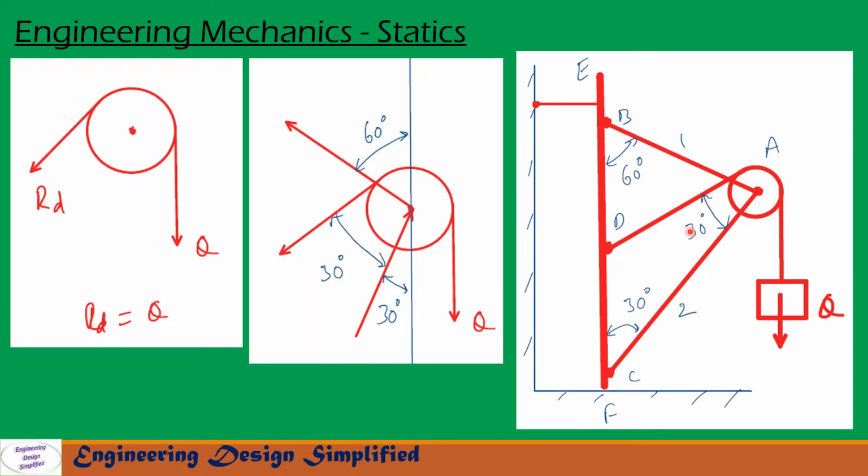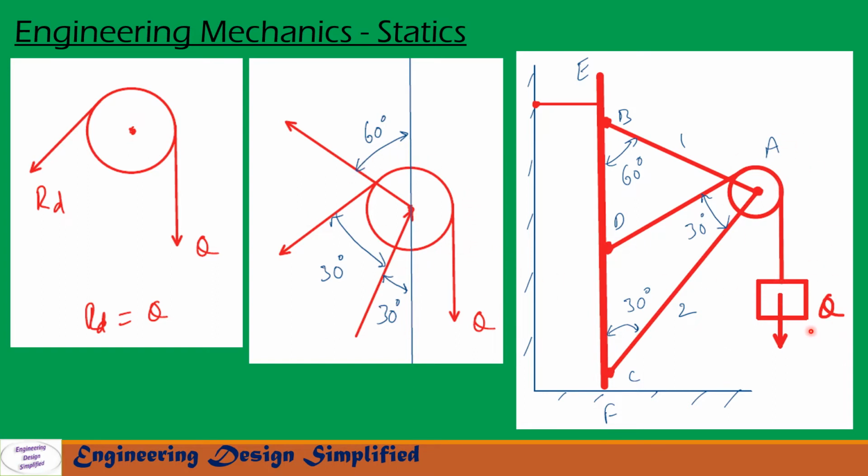So in this figure, a flexible string AD is shown here. At the other end, a load Q is hanging downwards. Since the friction of the pulley is neglected, let us call the reaction on this side of the string RD. So RD will be equal to Q. Now let us see the forces and reactions on this pulley.